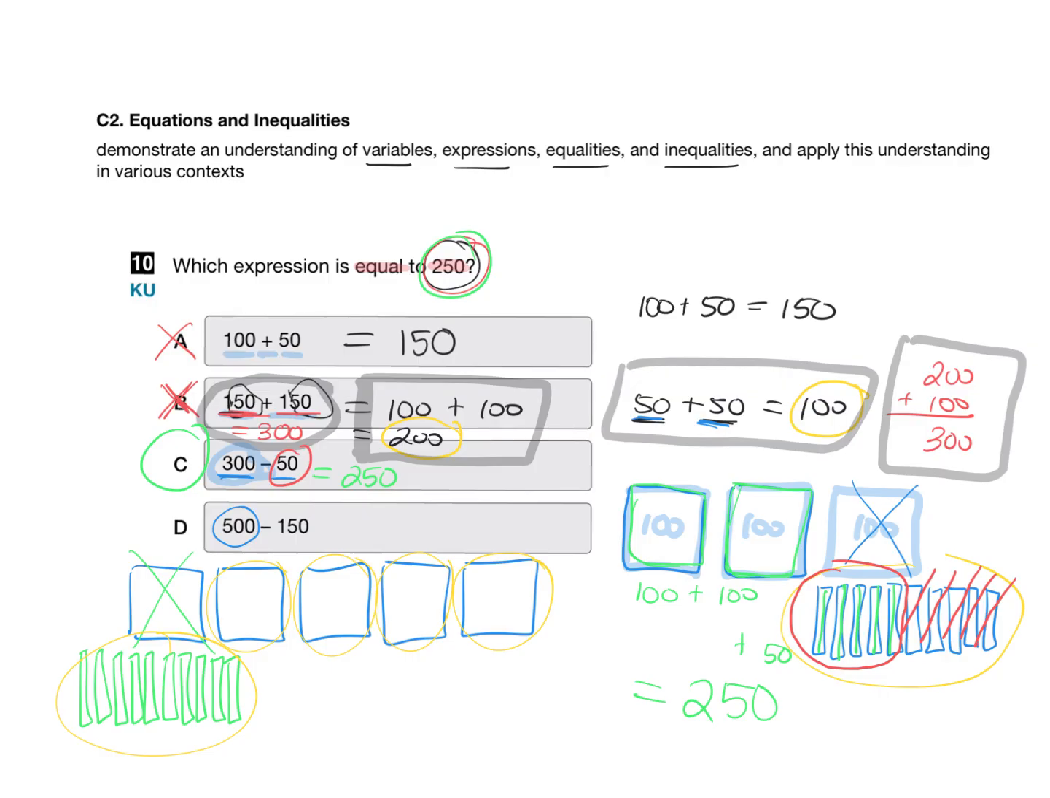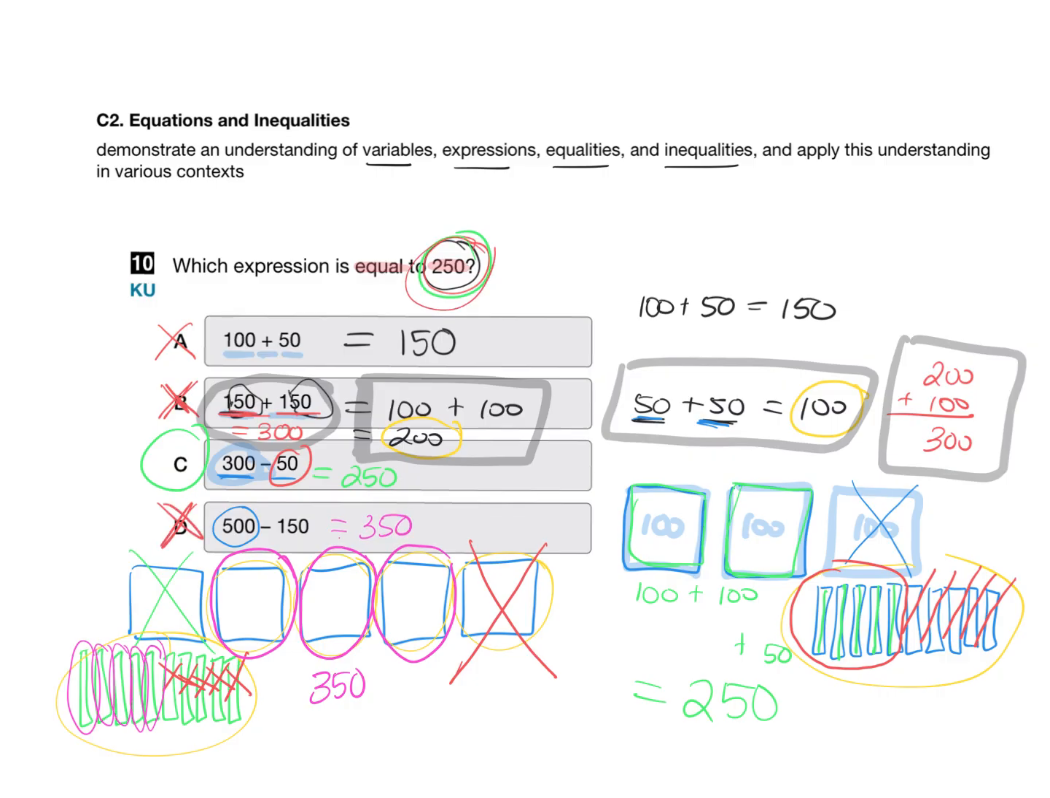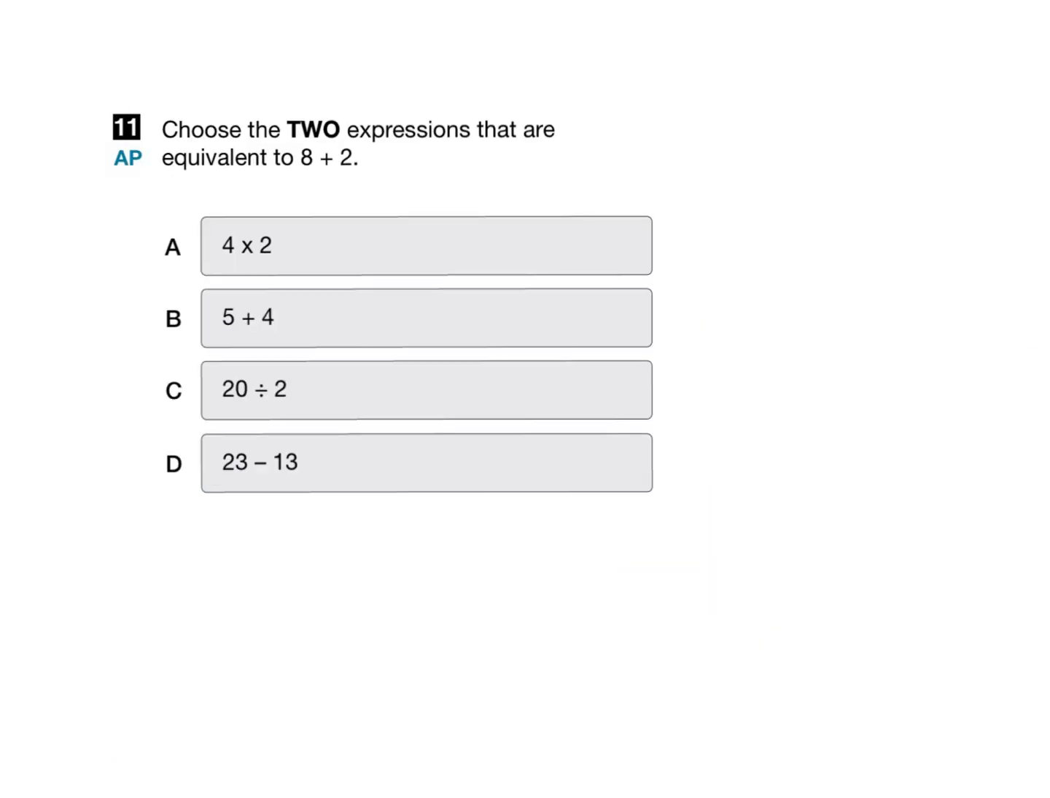Can we take away 150 now? So let's take away this 100, and we're taking away 50. 1, 2, 3, 4, 5. How many am I left with? You're left with 100, 200, 300, 10, 20, 30, 40, 50. 350. Is that equal to 250? No. No, so that can't be the answer. Excellent. Okay, let's look at this next question.